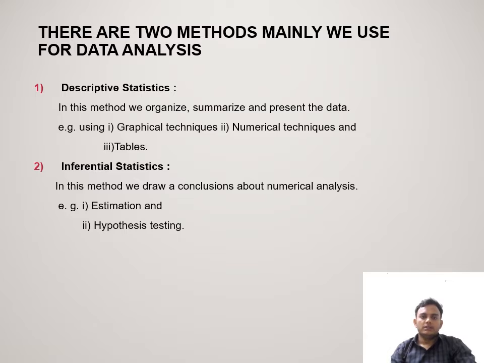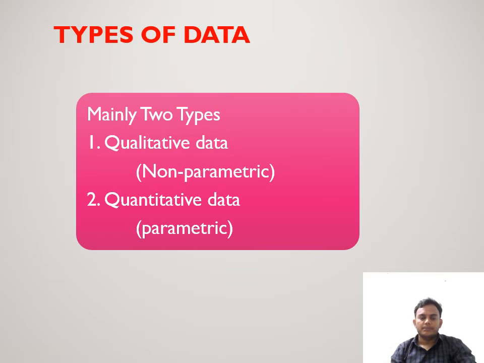There are two methods mainly we use for data analysis. First is descriptive statistics and second is inferential statistics. In descriptive statistics, in this method we organize, summarize and present the data using graphical techniques, numerical techniques and tables. And the second one is inferential statistics. In this method we draw a conclusion about numerical analysis, for example estimation and hypothesis testing.